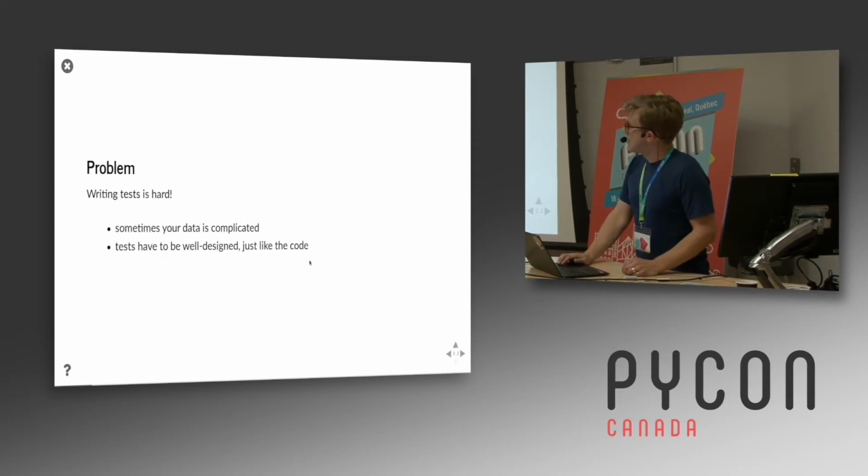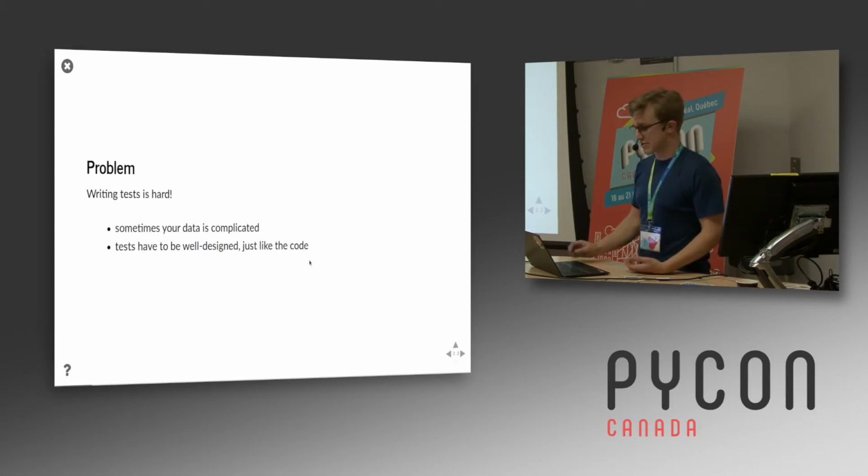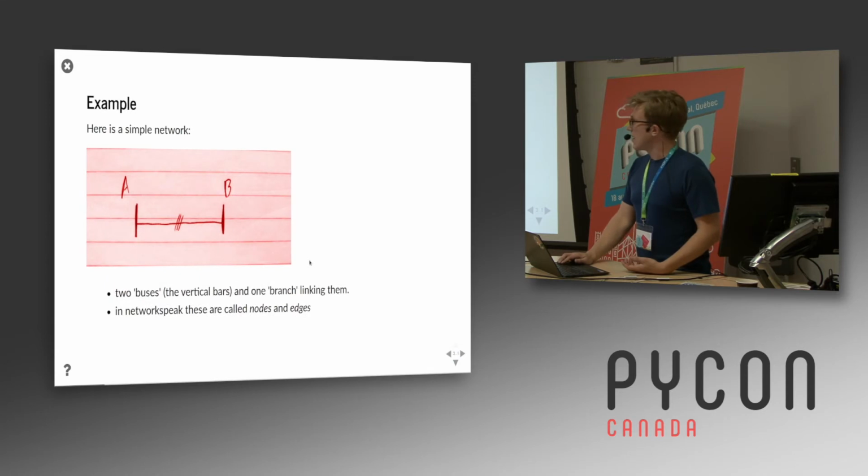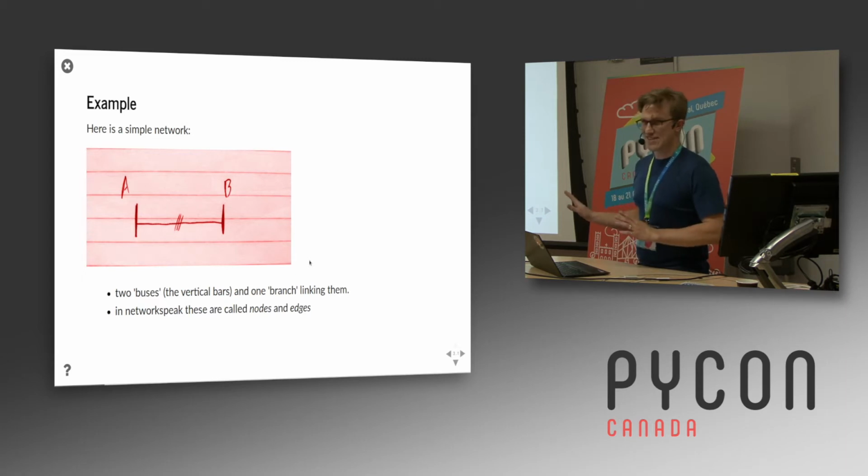So as some of you might know, writing tests can be hard. Sometimes your data is complicated, and ours is one of those cases. And your tests have to be well designed, just like your code. Otherwise, they're hard to maintain and they're hard to understand. So I'm going to do a bit of a dive into power systems and into object models. There's no test on this stuff, but just to give you an idea of what it looks like and why we wanted to simplify things.